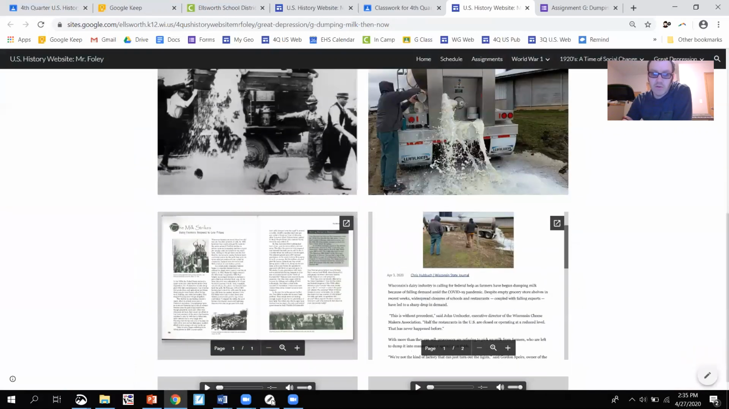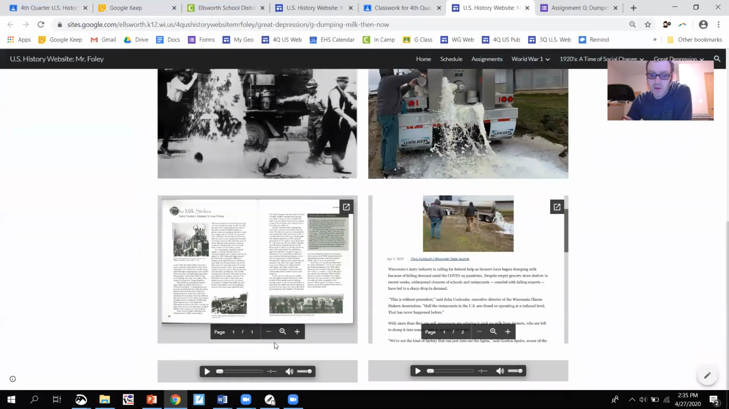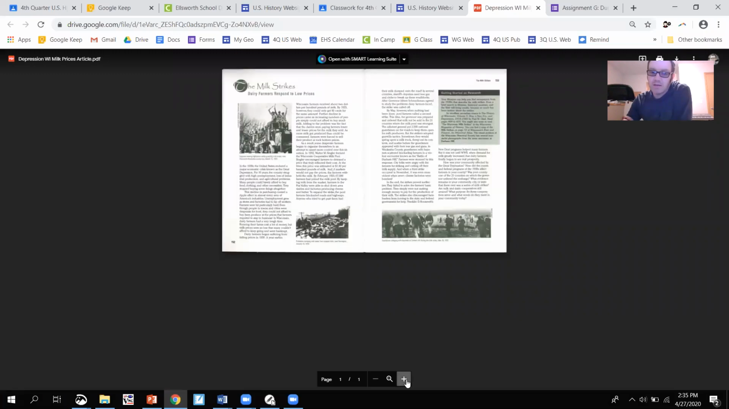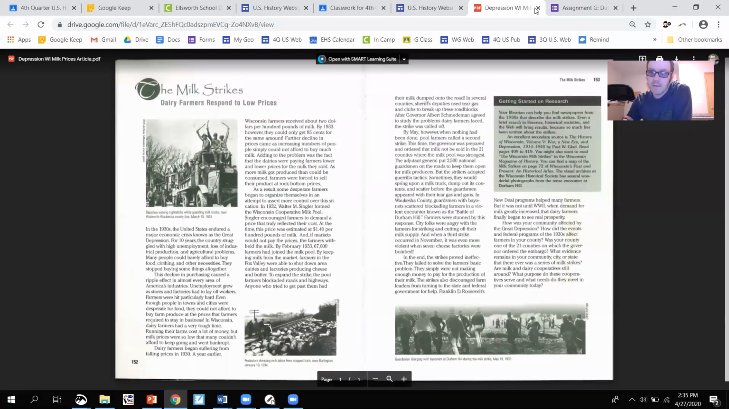And so over here, I have a story that talks about the milk strikes and some of the things happening during the Great Depression. There's audio underneath. Over here, we have a story about current day farmers and why they're dumping milk, audio underneath. With both of these, if you click the arrow, it will go to a full screen version, so you can see it a little bit easier. I usually use that. You can hit plus to make it bigger.